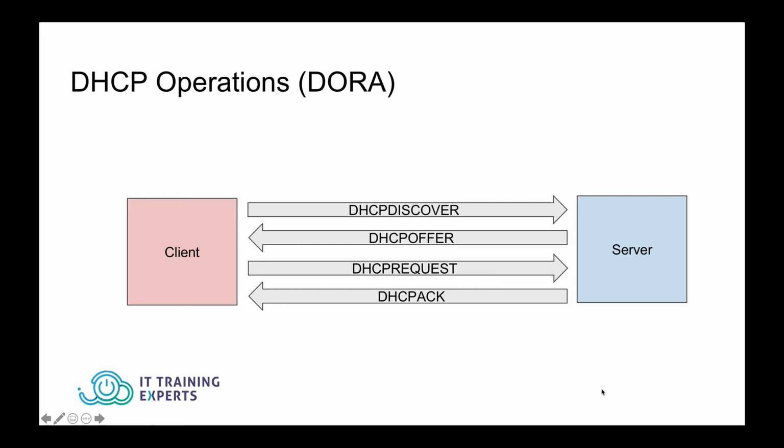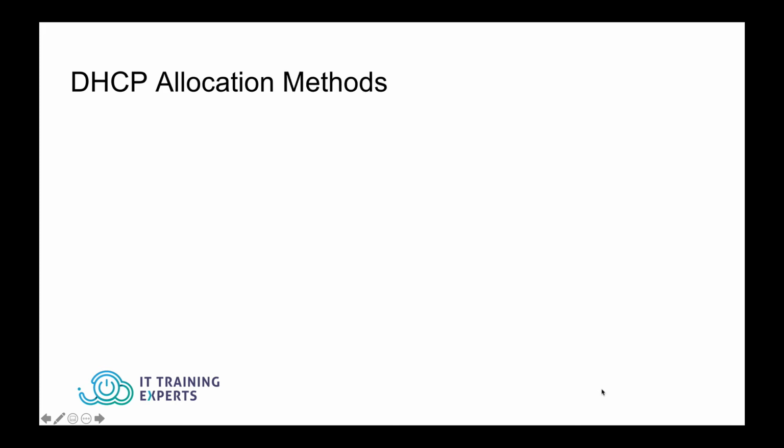After it receives that DHCP acknowledgement, there's no more broadcasts from a DHCP server perspective as long as we have the IP address, unless there's some other event that causes the client to generate a broadcast, or further down, as we talk about later, what happens as we get closer to the lease expiring. So let's look at the DHCP allocation methods.